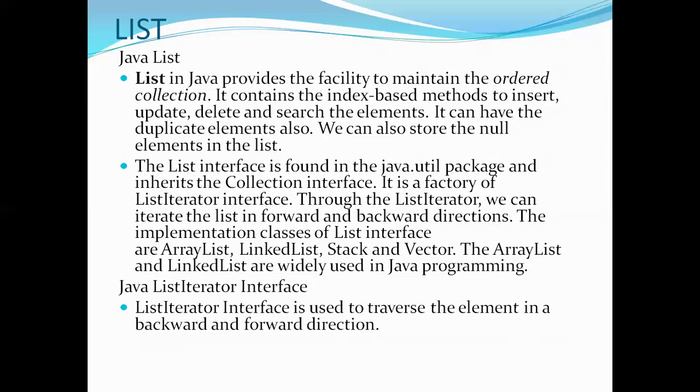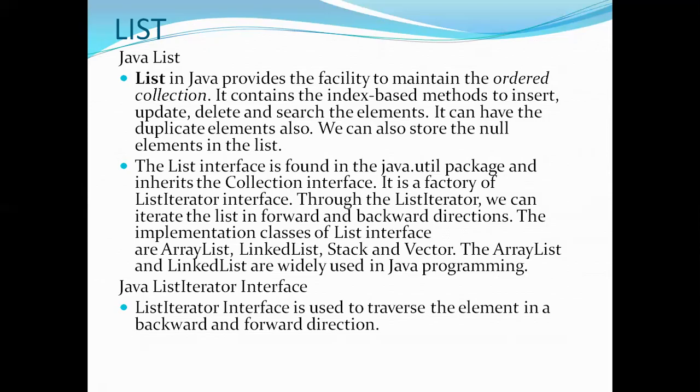Actually, the elements can be retrieved from a collection object in four ways. First is using the for-each loop, second is the Iterator interface, third is the ListIterator interface, and fourth is the Enumerator. The for-each loop can be used to retrieve each and every element from the collection object. It is similar to the for loop, where the for-each loop will be executed multiple times based on the elements of the collection object.